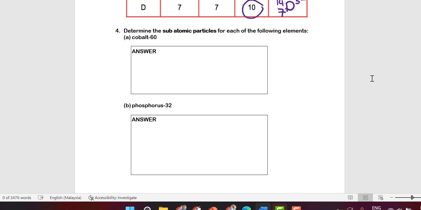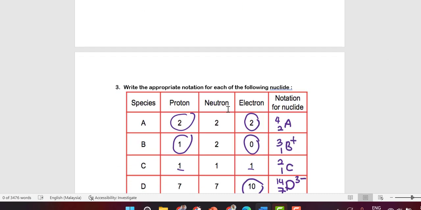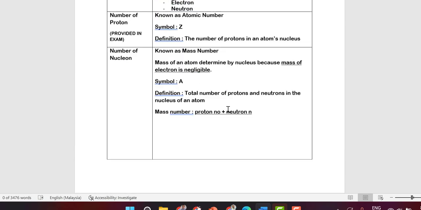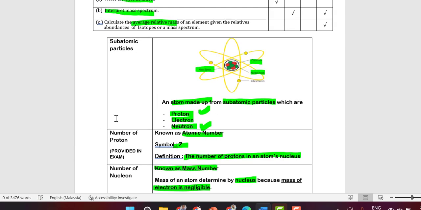Okay, so the next part is determine subatomic particles. The question asks you to determine subatomic particles for the given atom. So we have cobalt. So subatomic particles mean we want to know proton number, we want to know how much electron, and we want to know neutron number. So as I said earlier, proton number is given or is provided in exam.